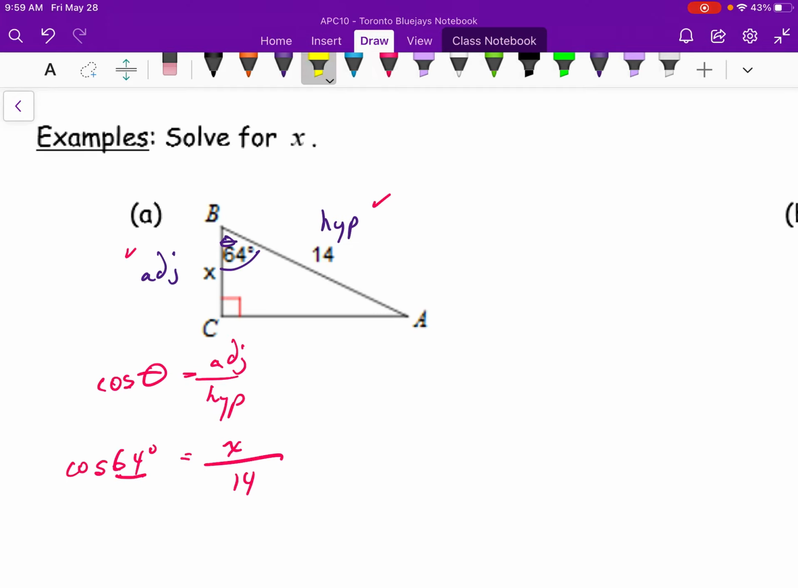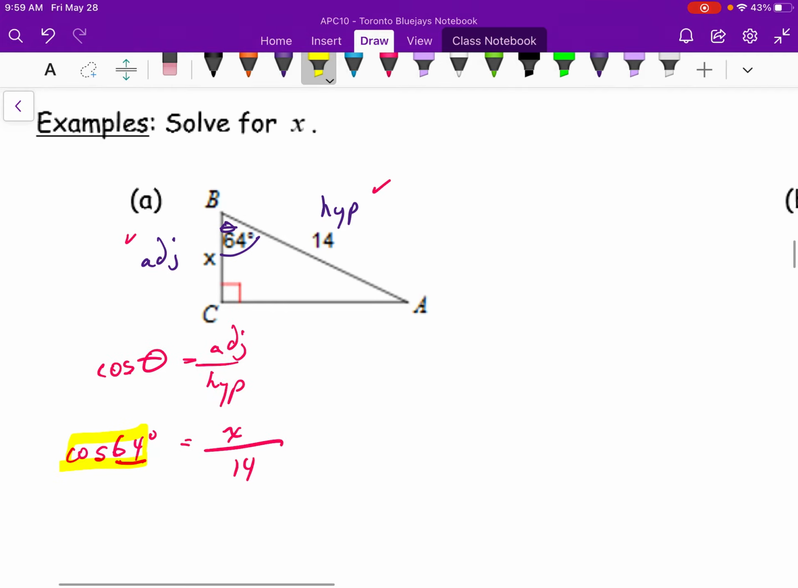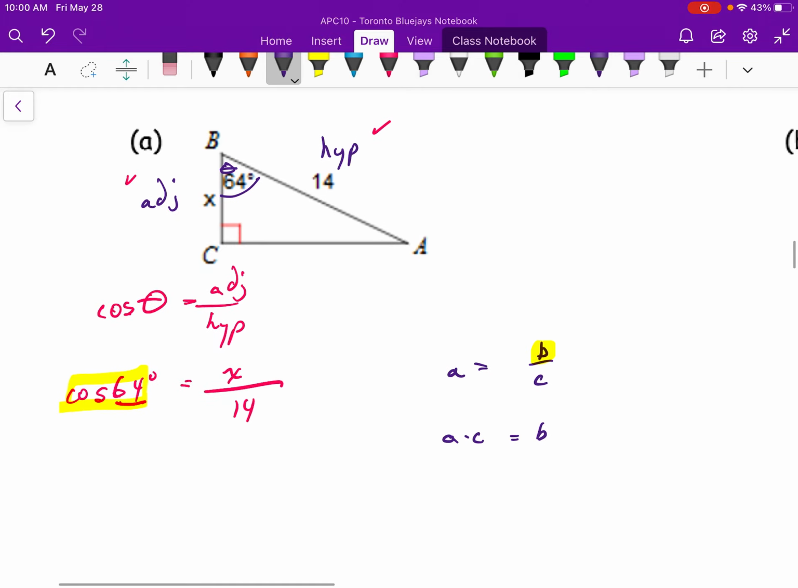Now, keep in mind that cosine 64 is just a number. Algebraically, how would you solve if we have A is equal to B over C? How would you solve for the unknown B? Well, you would multiply both sides by C, would you not? And that's exactly what we're going to do here. We're going to multiply both sides by 14.